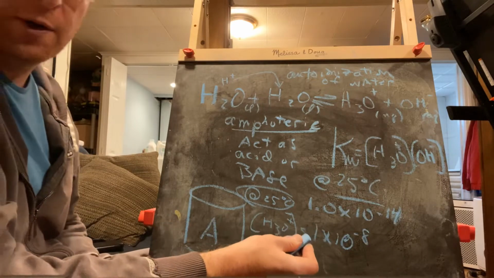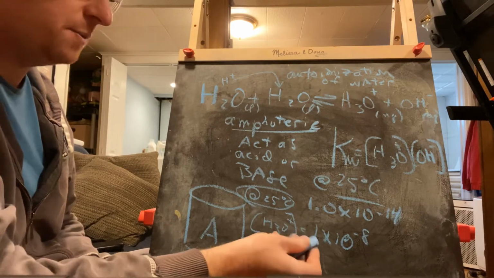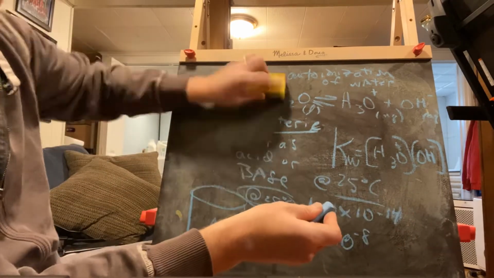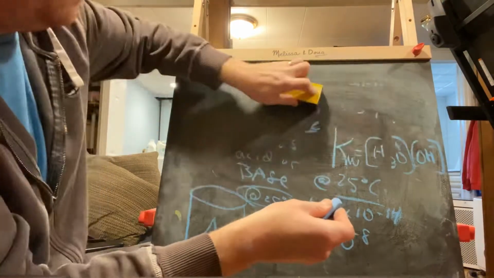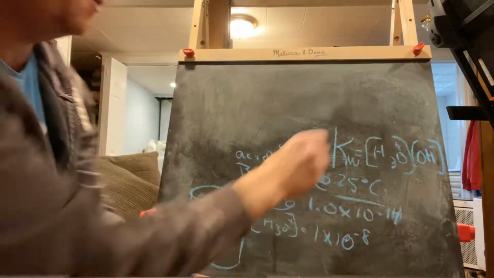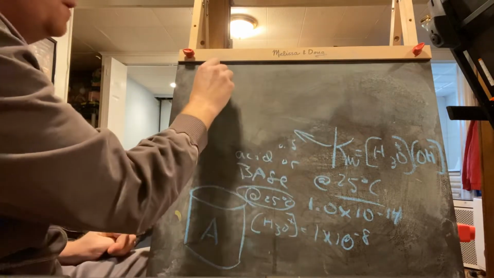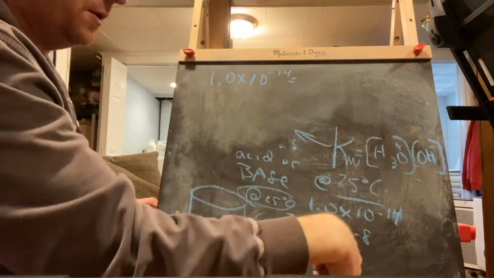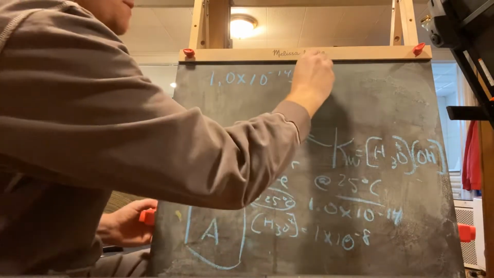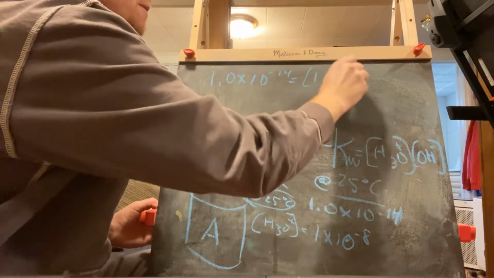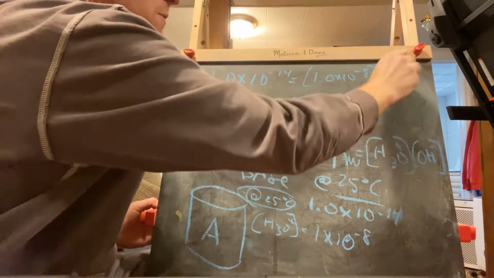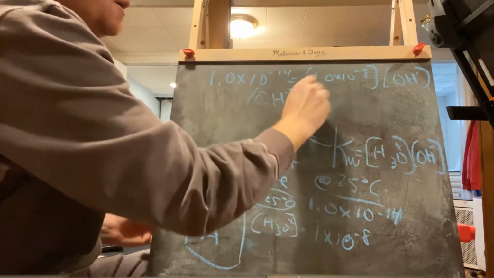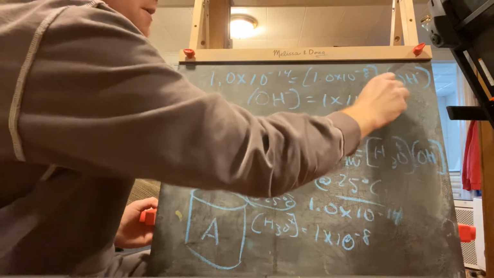You could probably do it in your head. It's 1 times 10 to the negative 6th, but the math behind this is going to be, so we're just going to use this up here. It's 1 times 10 to the negative 14th equals, and I told you your H3O+ is 1 times 10 to the negative 8th, 1 times 10 to the negative 8th times OH-, and if you plug it into your calculator, OH- is 1 times 10 to the negative 6th.